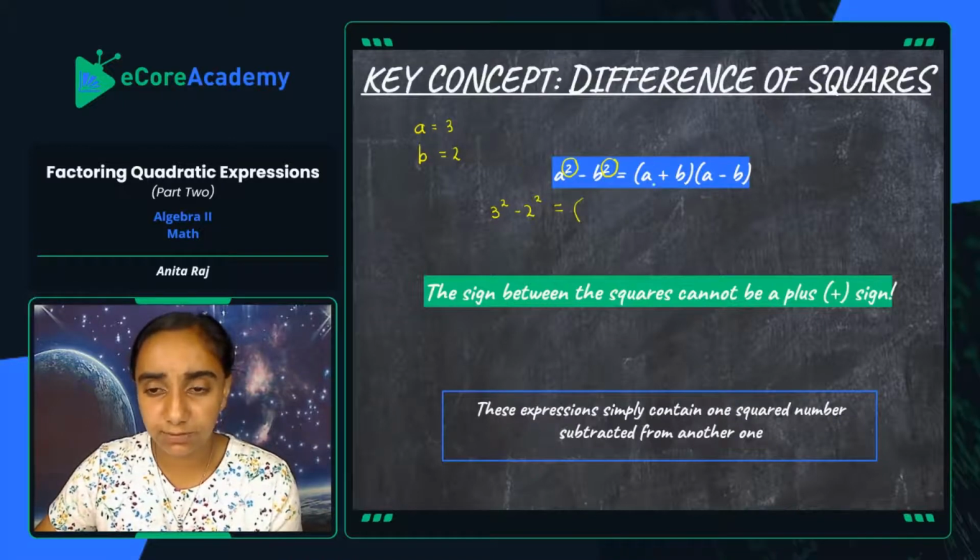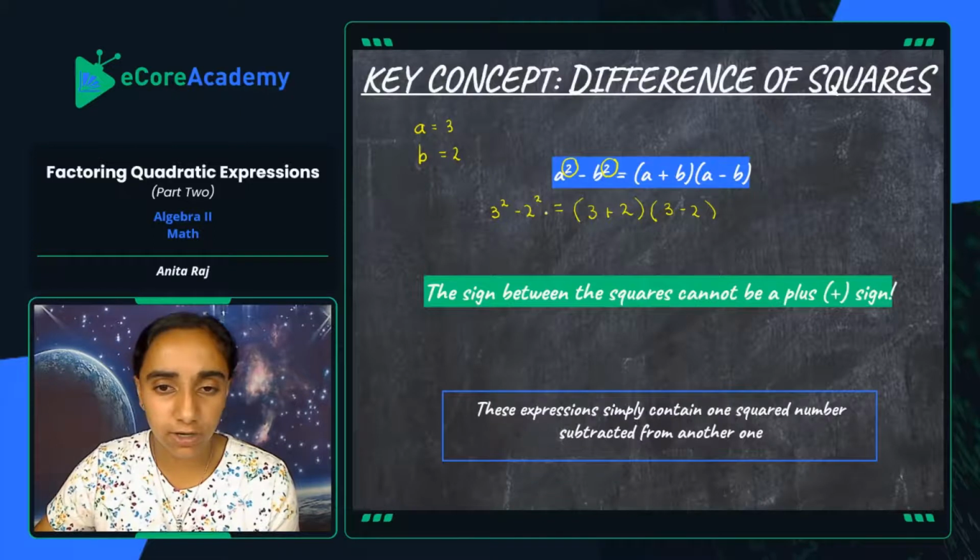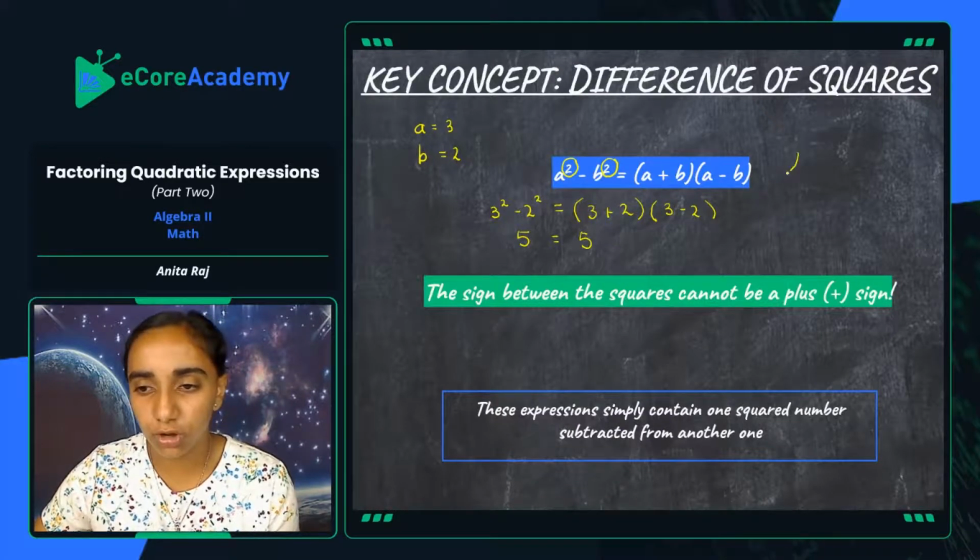I could rewrite this as a plus b, so 3 plus 2 times the quantity 3 minus 2. And you can see that this is true. 3 squared is 9 minus 2 squared, which is 4, so 9 minus 4 is equal to 5. And let's see if this side of this equation is equal to that. 3 plus 2 is 5, 3 minus 2 is 1, 5 times 1 is 5. So this is true. Because this is true, we know that this formula is also correct.